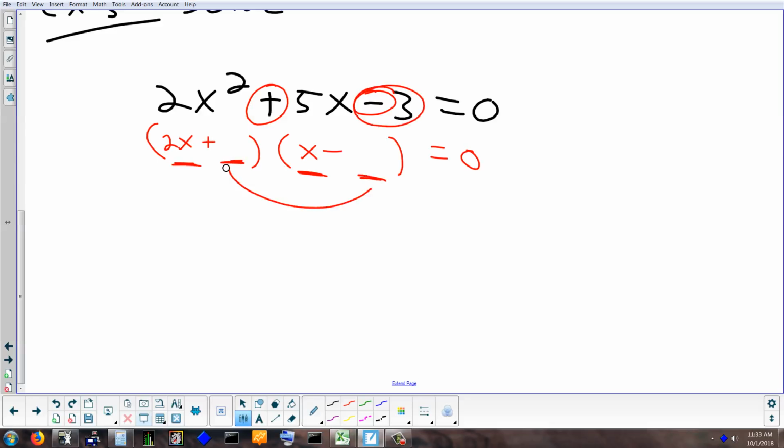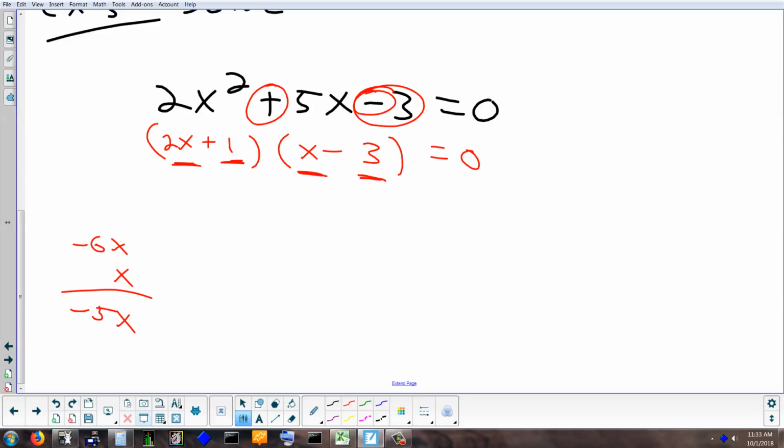And now the last thing I need is 2 numbers that multiply together to give me 3. Well, 1 and 3. Could you do 3 and 1? You could. But you'd be wrong. So don't do 3 and 1. In this case, it's 1 and 3. So let's check it and see if it works. So you got 2x times x. That's good. 2x times negative 3 is negative 6x. 1 times x is plus 1x. That gives me negative 5x.